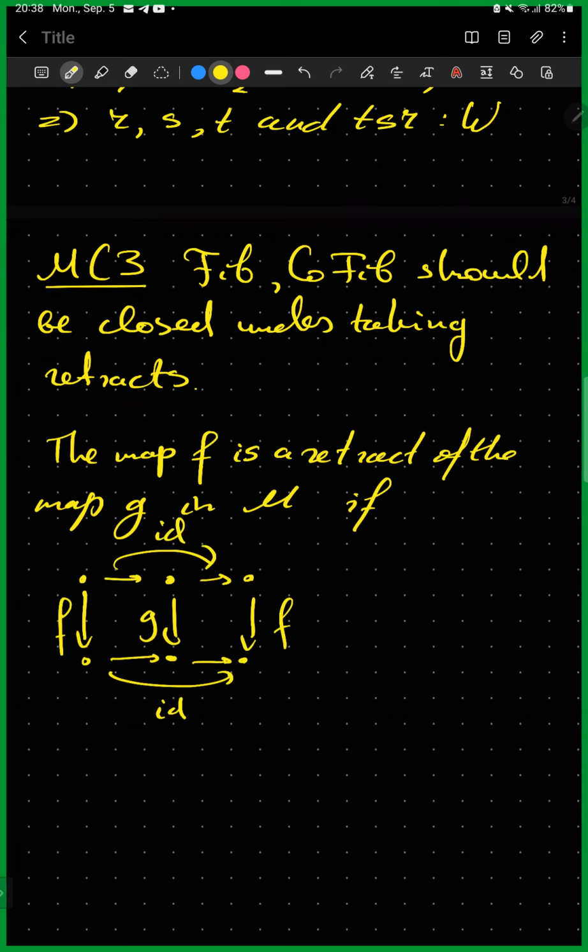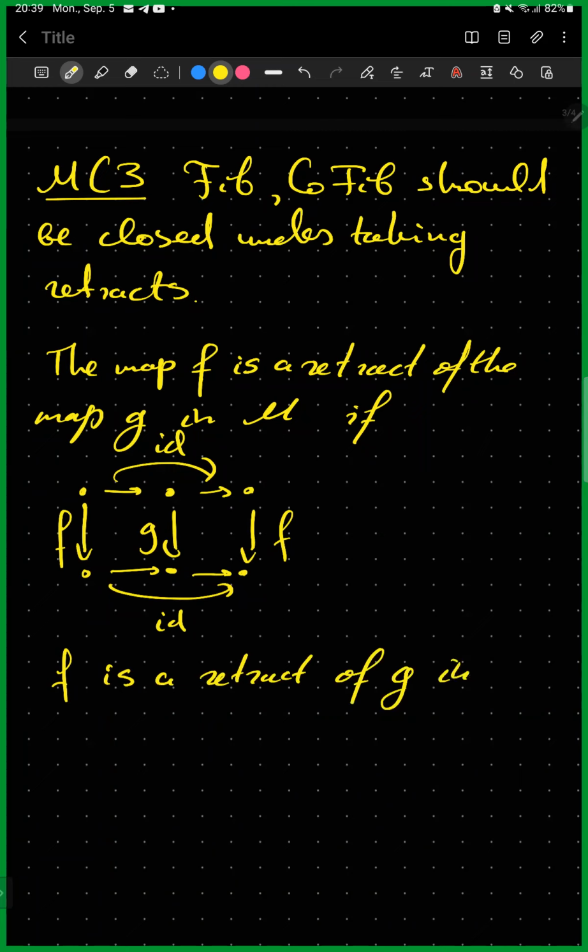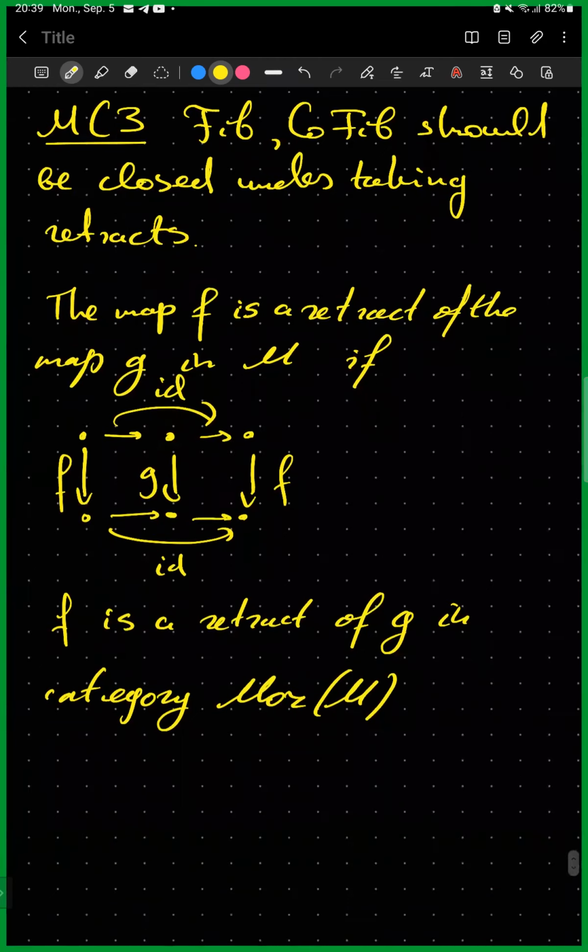So one can say that we can split F from G. Well, of course, there is a notion of retract subobject for any object in a category, and here we just say that F is a retract of G in the category of morphisms of M, where objects are morphisms in M and arrows are just commutative squares in M. Okay, so that's the third axiom.